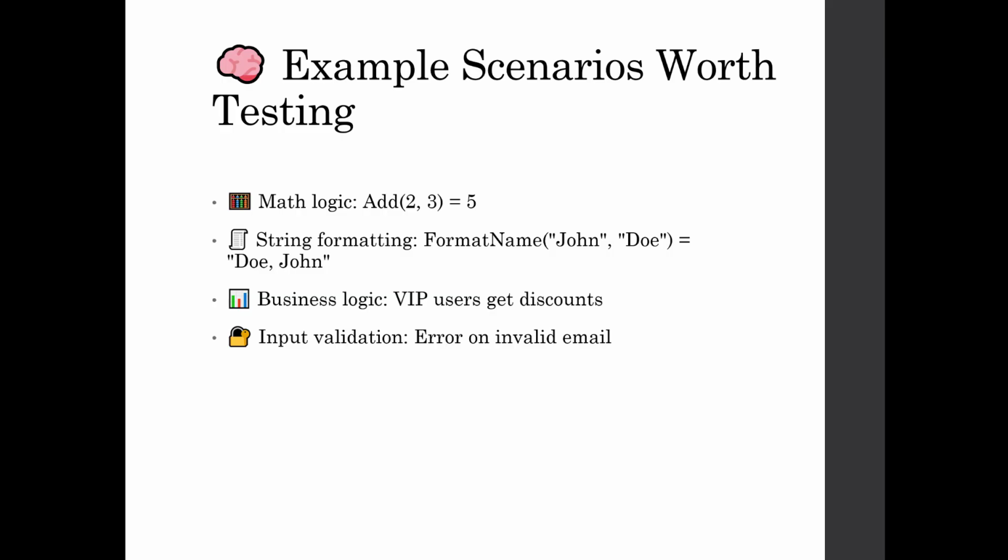String formatting. Things like making sure names and addresses are formatted correctly is something you can test for. Business logic. For example, applying discounts only to VIP users. Is that happening correctly? So look through your business logic rules, the things that your code should be enforcing, and test those to make sure they're all working as expected. And then things like input validation, confirming that invalid inputs, like bad emails, are properly rejected.